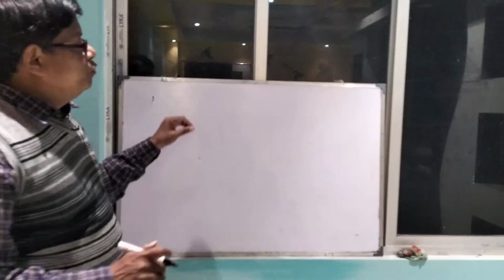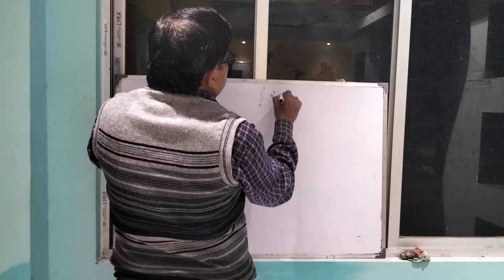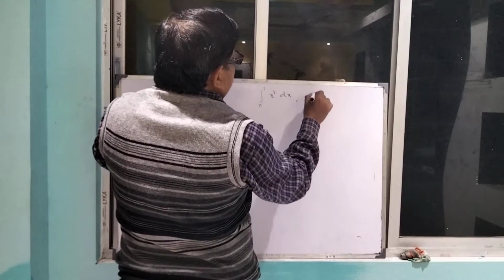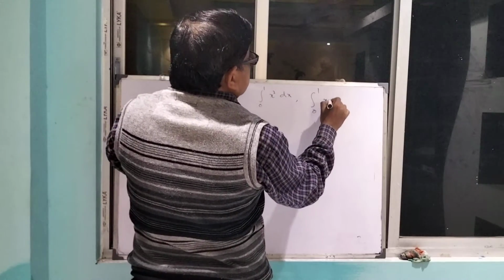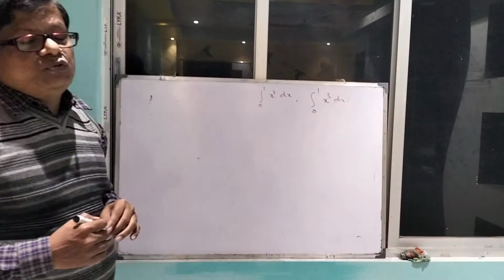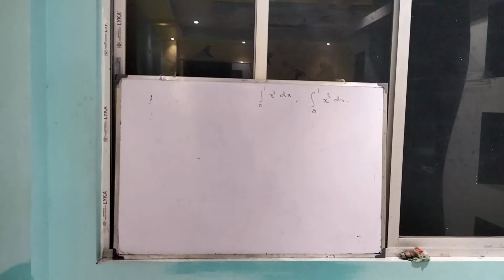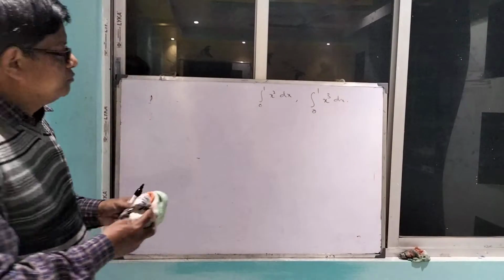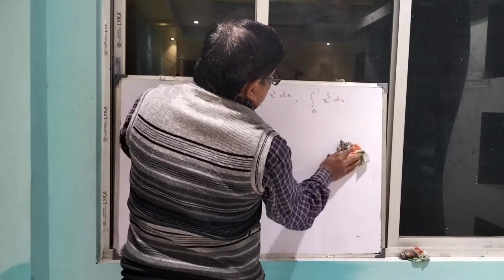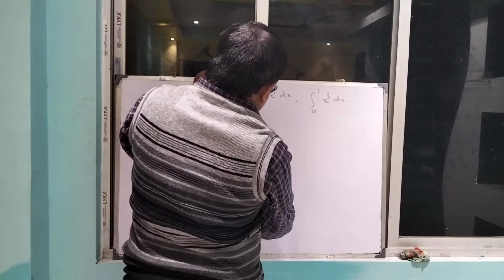Similar way you have to do, suppose with the help of first principle, integral 0 to 1 x square dx, and 0 to 1 x cube dx. Similar process you have to do.